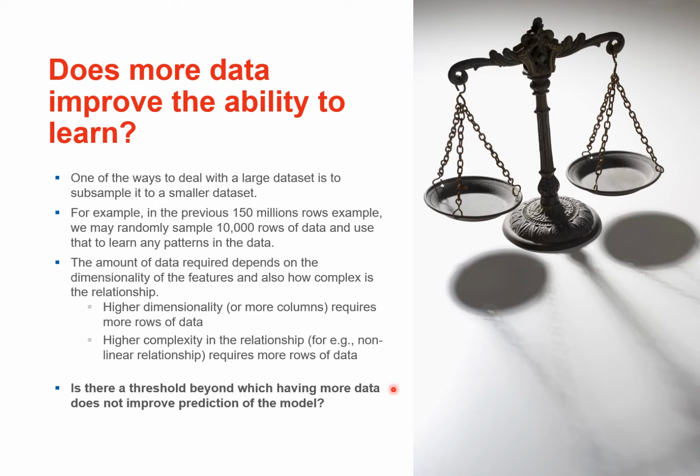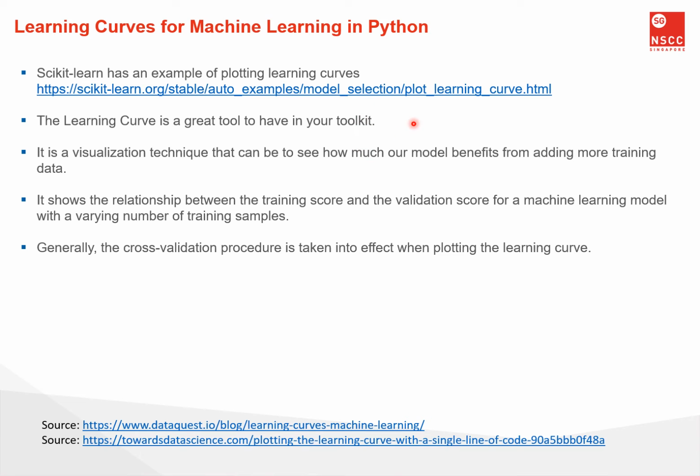If the learning algorithm cannot handle beyond 10,000 rows of data, it is not very meaningful for you to give it 150 million rows, because it's not going to learn anything extra from those extra data that you pass to it. One of the methods that we can use to understand whether or not the model performs better with more available data is what we call a learning curve.